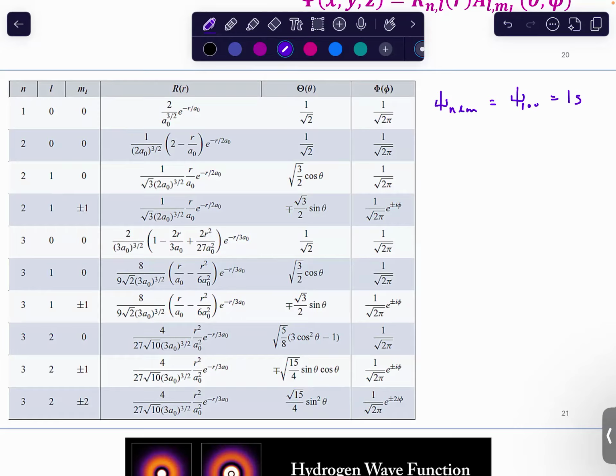What is L equals 1? Do you remember what subshell? Is that for p? P. So that one right there, that's your 2p0 subshell. Then you have your 2p plus 1 and minus 1 wave function. Do you see it? And do you see how the quantum numbers now parameterize the wave function?